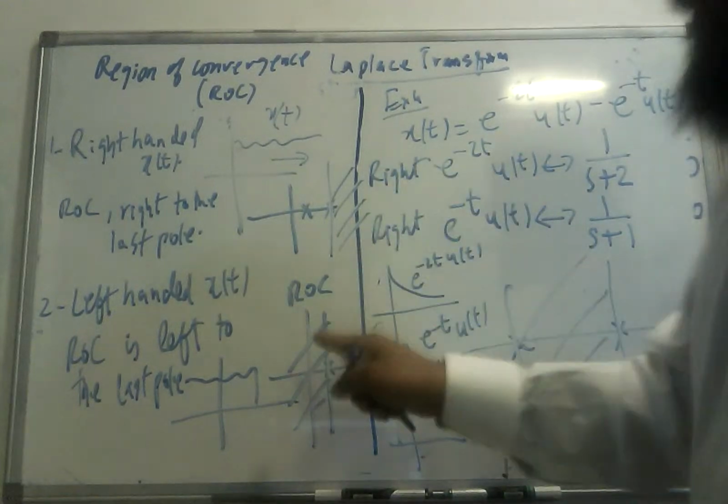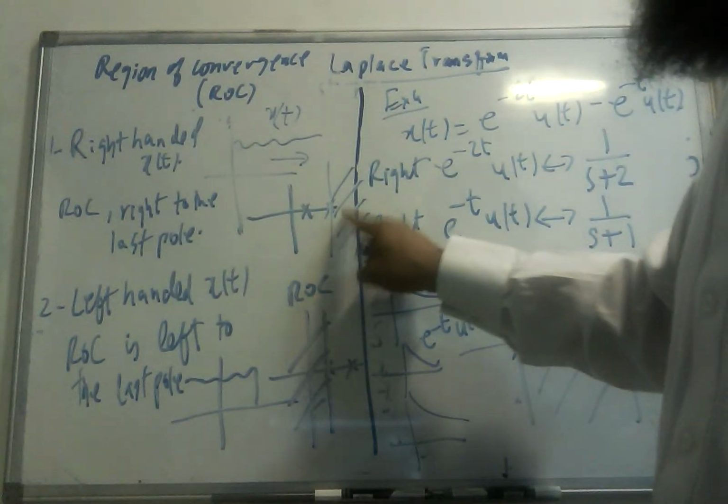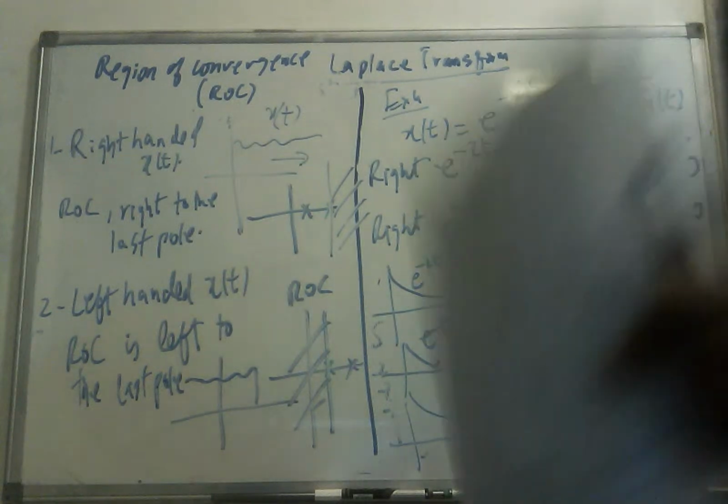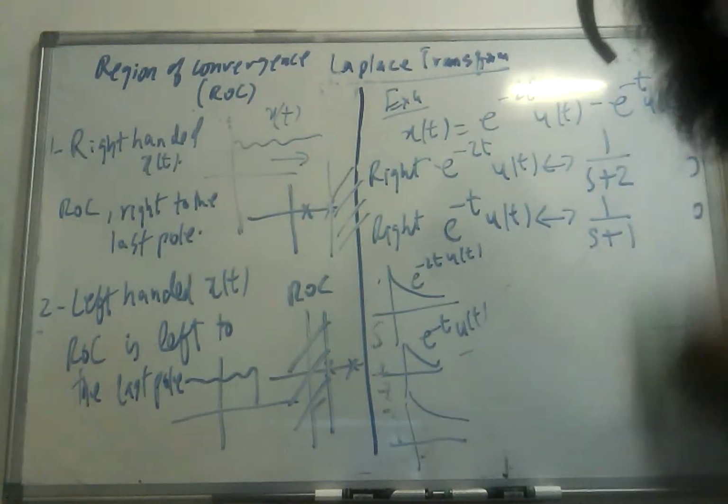So my region of convergence will be like this. But I need to draw the two roots. So the second step is to draw the roots. So I can draw the roots here.